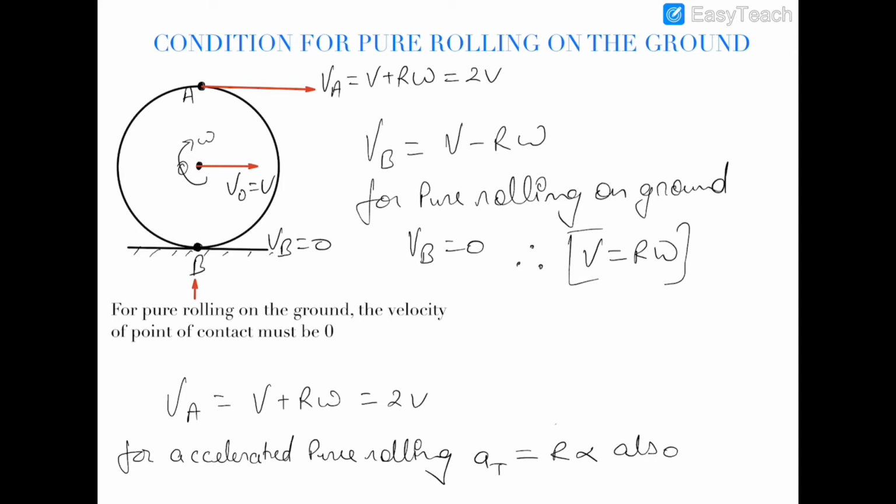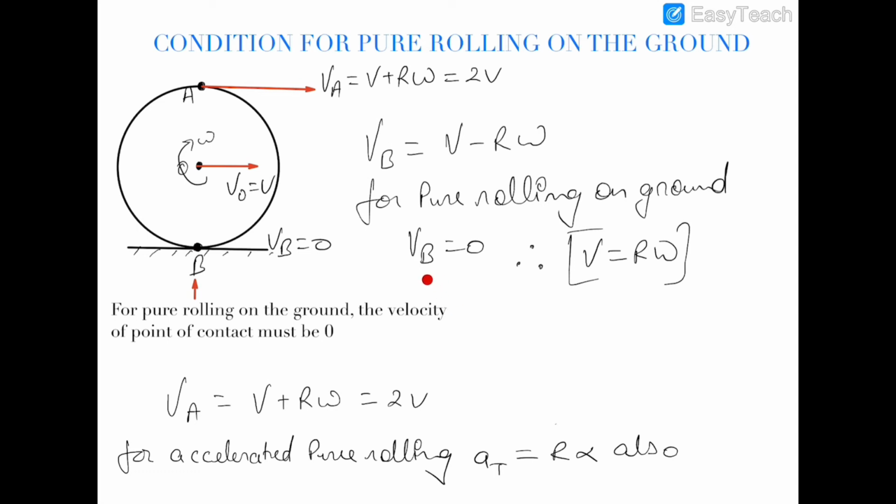So conclusively, on the ground, the relative velocity of the contact point on the rolling object should be zero with respect to the surface, and obviously the ground is a stationary surface. Therefore, we can say that for an object which is rolling on a ground surface, the contact point must be at rest for pure rolling. Now this is the condition of pure rolling on the ground.